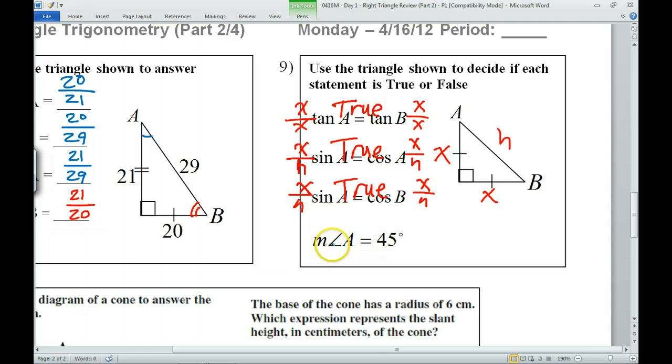Now, will the measure of angle A automatically be 45 degrees? Well, yes it will. That's going to be true. Anytime you have an isosceles right triangle, it's going to be a 45-45 triangle. It's like half of a square. So all of those were true.